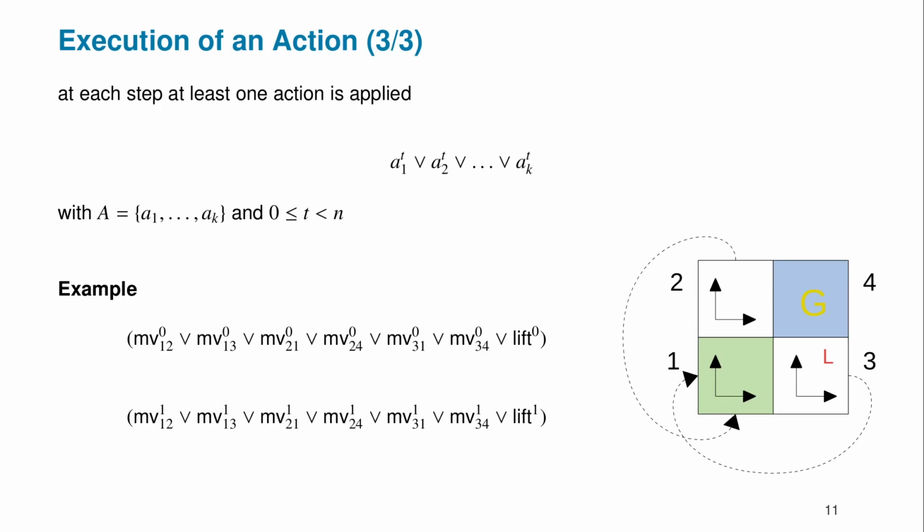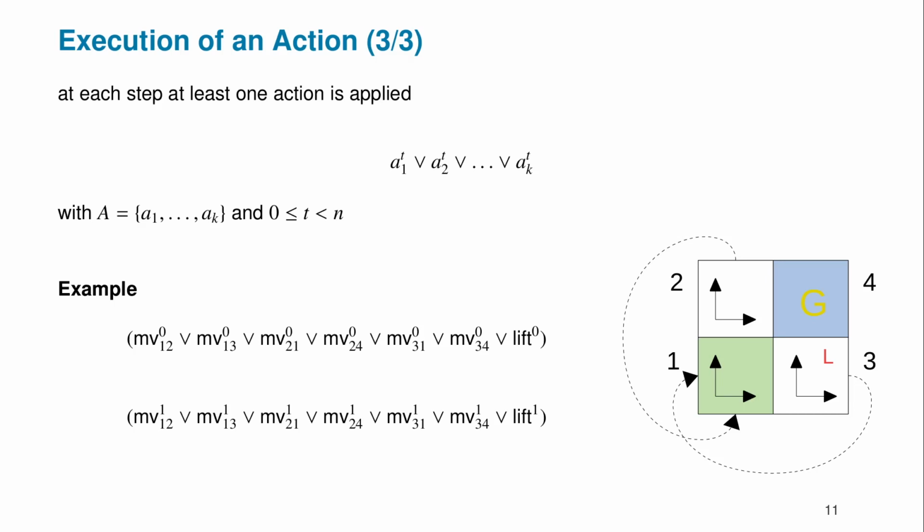And what also is important is that at each step we do at least one action. For this we build a big clause saying that at time point t we do action A1 or action A2 or, and so on, or action k if we have k actions. For our robot, this means at time point 0 we move from 1 to 2, we move from 1 to 3, or we move from 2 to 1, or we move from 2 to 4, or we move from 3 to 1, or we move from 3 to 4, or we lift the arm. I hope I did not miss any possibility. Those are the actions, and the same we can do for time point 1. Yeah, and this is in principle the encoding of the actions and the transitions from one state to another with respect to a time point.